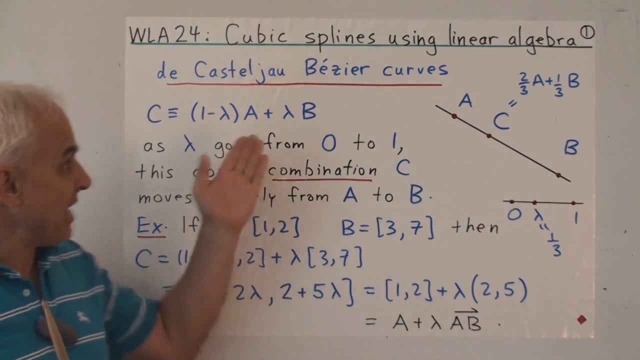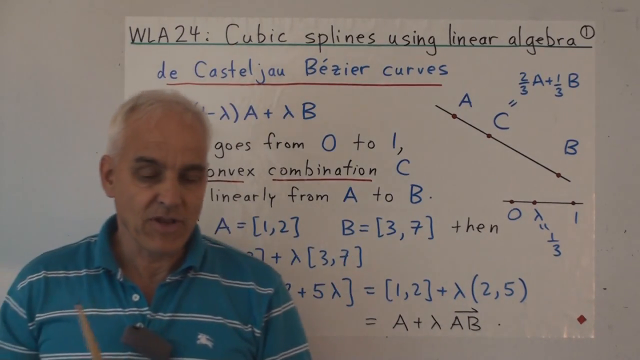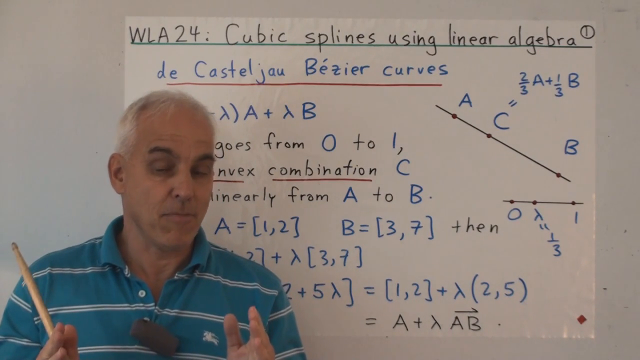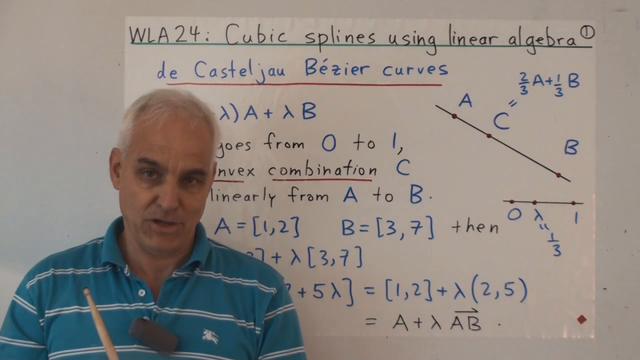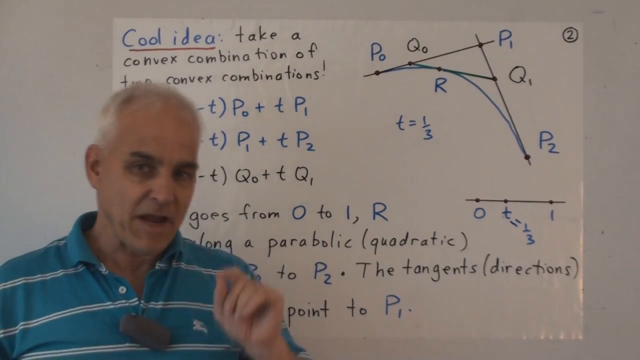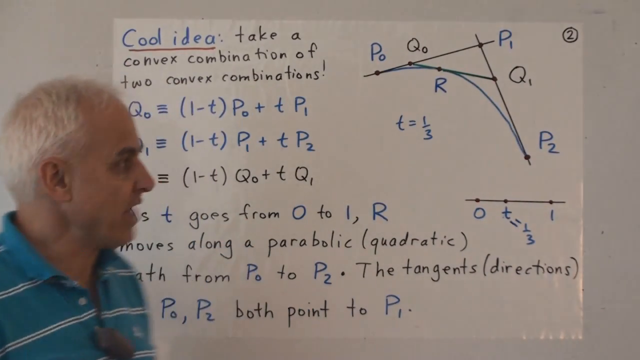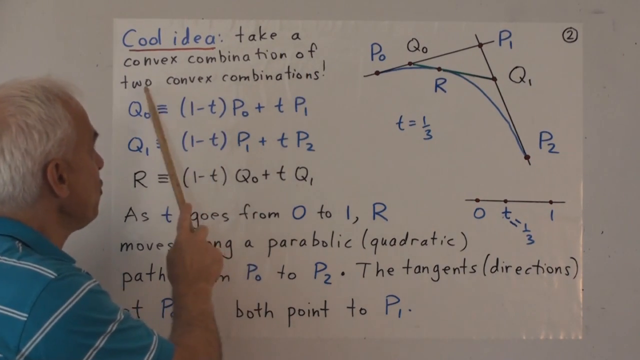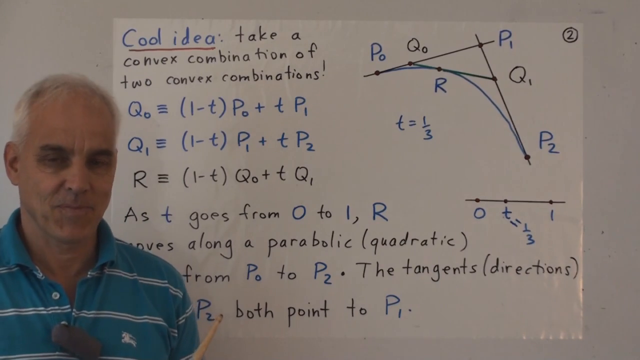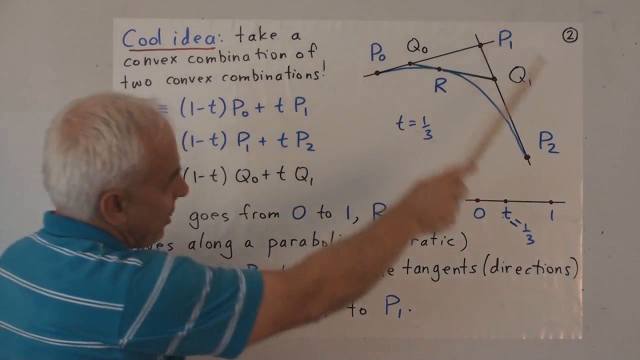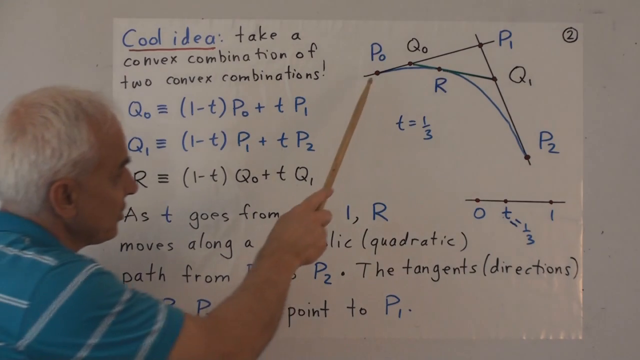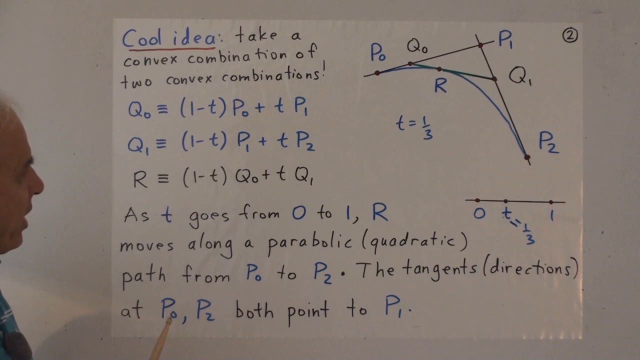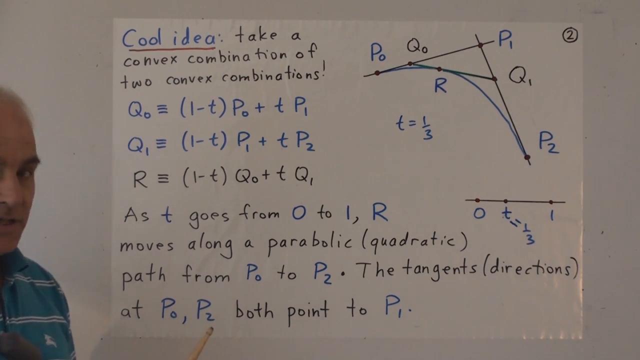And the whole idea of these Bézier curves, the Casteljau-Bézier curves, is to generalize that to higher degree curves in almost the simplest possible way you could imagine. So the very good idea that these engineers had was to consider taking a convex combination of two convex combinations. Let me explain that in this diagram, where we have 3 points to start with, P0, P1, and P2. Okay, and we're going to look at two convex combinations.